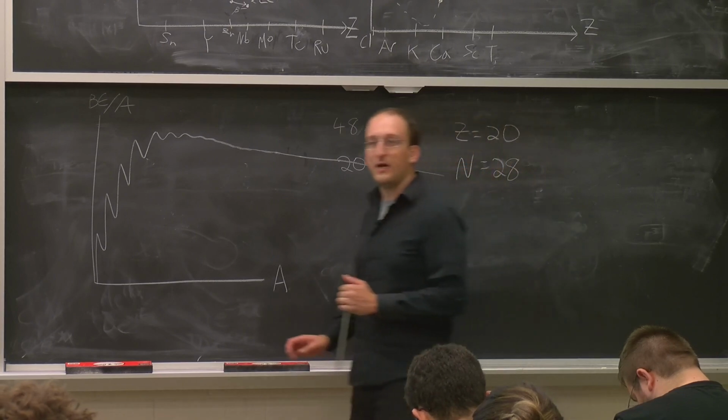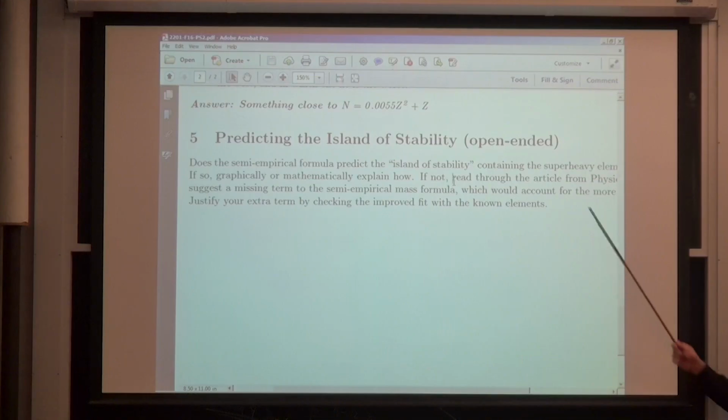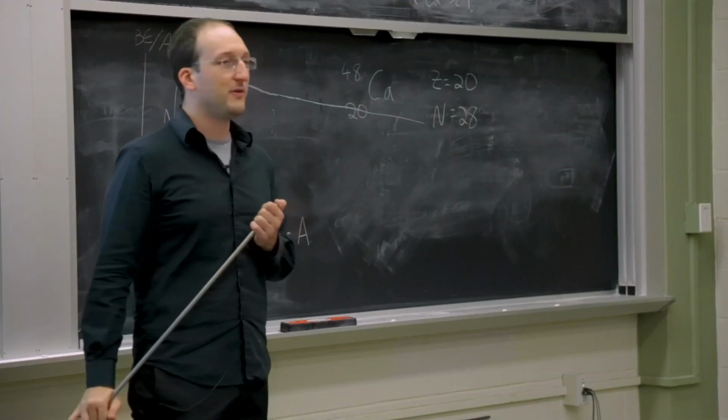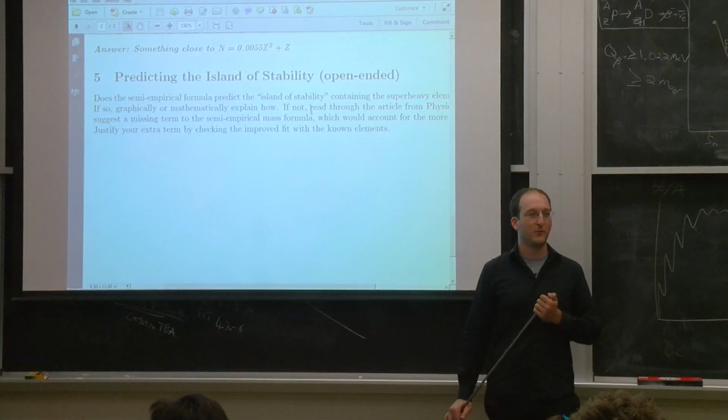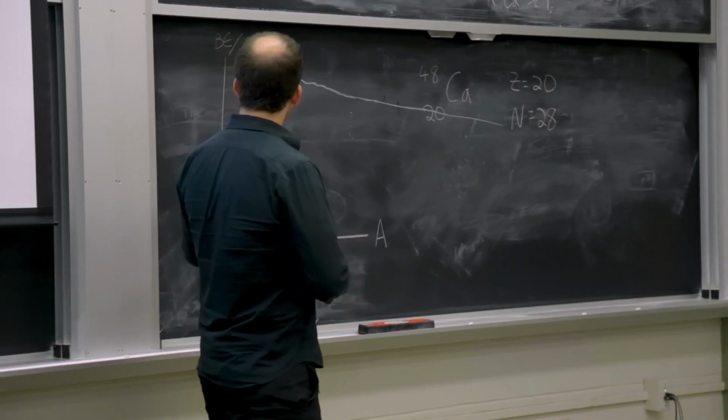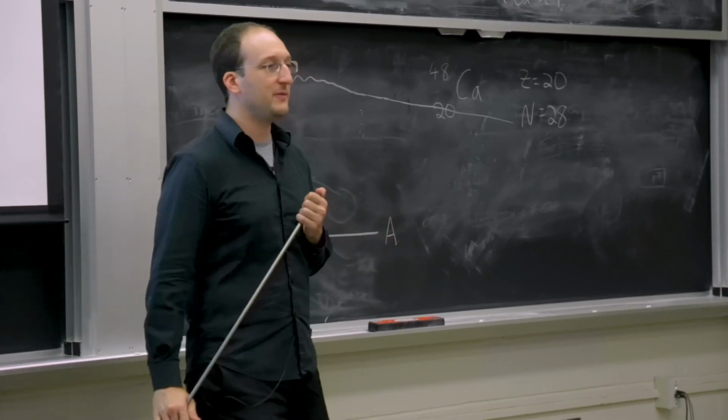And it's up to you guys. Use your creativity. Again, this is an open-ended problem. I'm not looking for a specific answer. I want to see how you think and how you would change this formula to account for and actually predict the island of stability while still satisfying the mostly correct predictions from the elements we know.